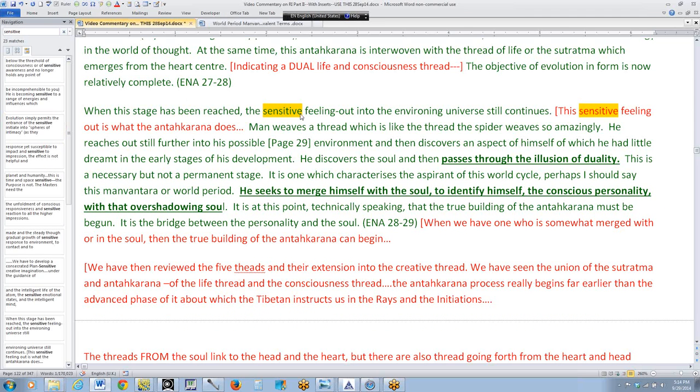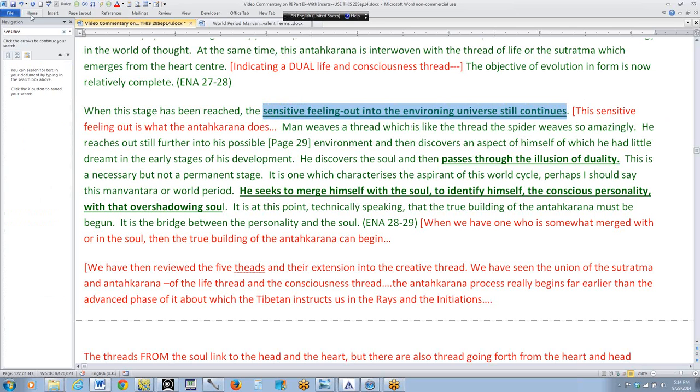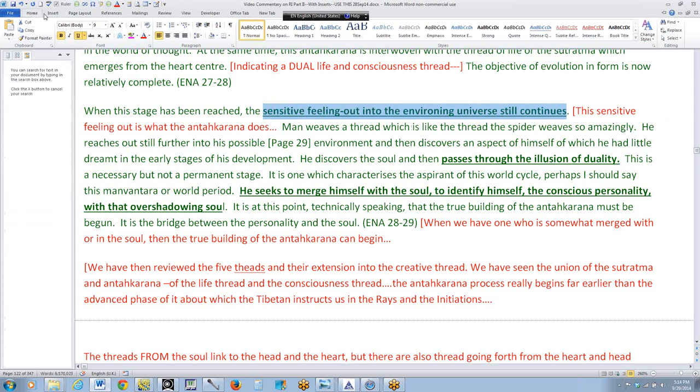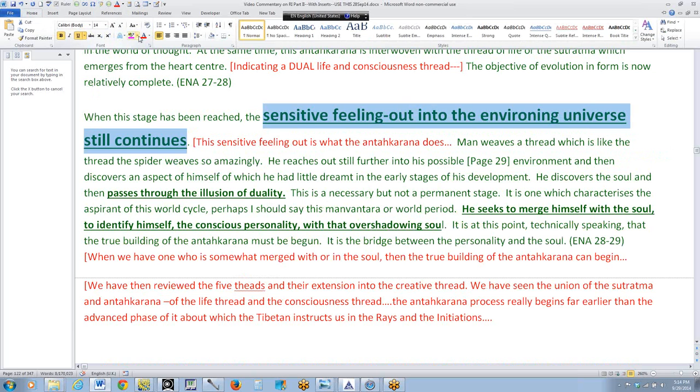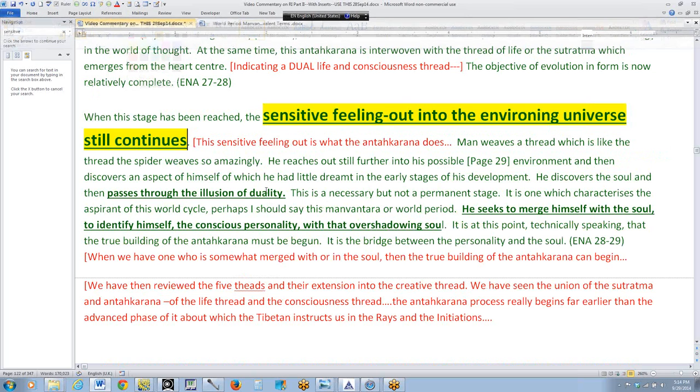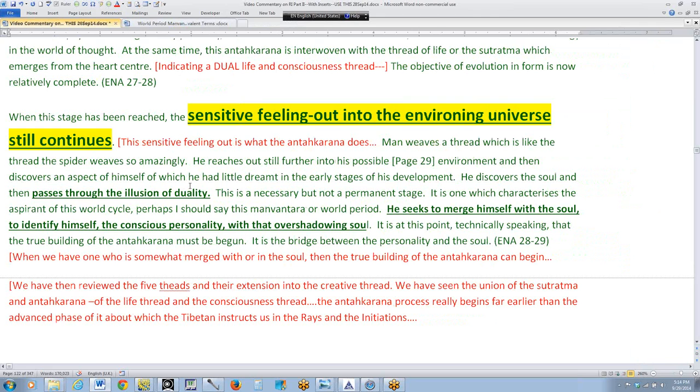When this stage has been reached, the sensitive feeling out into the environing universe still continues. This is what Antahkarana really is by another term, the sensitive feeling out into the environing, the surrounding universe. Sometimes we need alternative ways of thinking about certain words that we use. And this is, I think, a very good one.